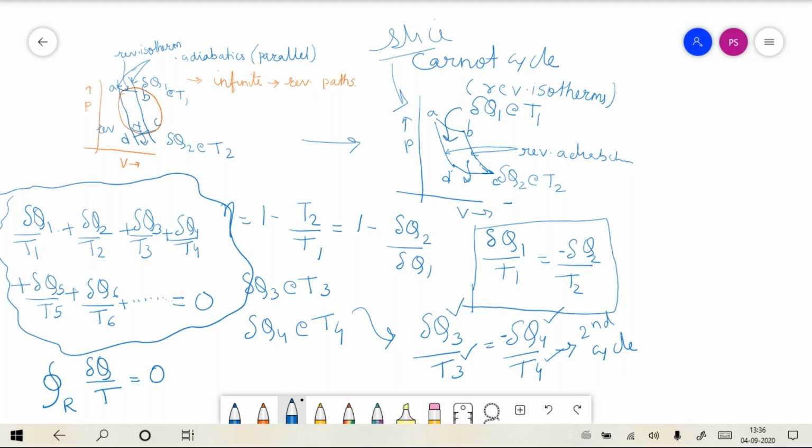Okay, this is the theorem. I hope that you have understood this. If you understood this, please say yes. If you haven't understood, say no. Okay. If you understood this, say yes.